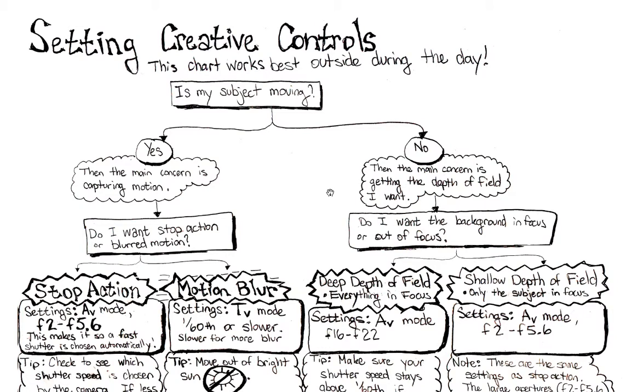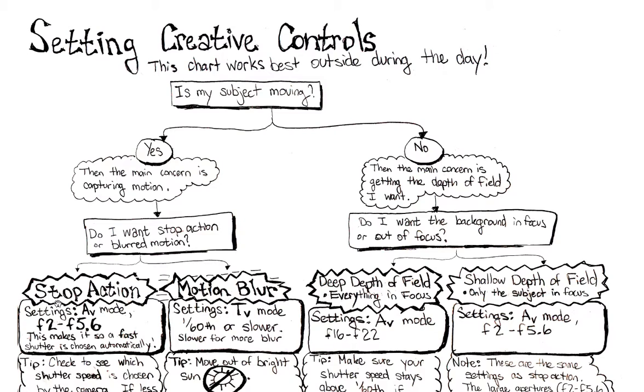Now let's talk about motion. If you have a subject that is moving, you now have a choice of either stopping the action or creating motion blur. You do this by changing your shutter speeds. A slow shutter speed will allow the subject to move while the photograph is being taken, which will create blur.